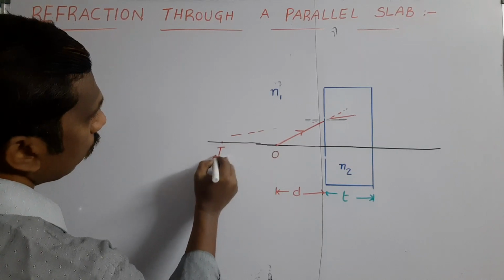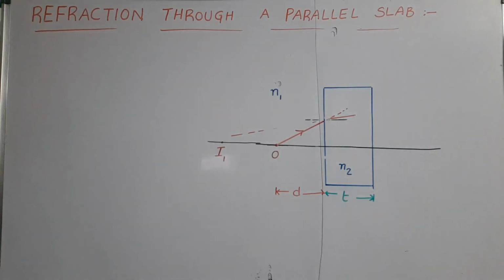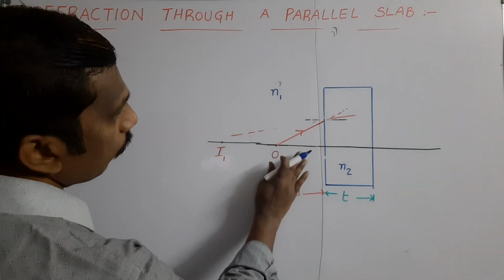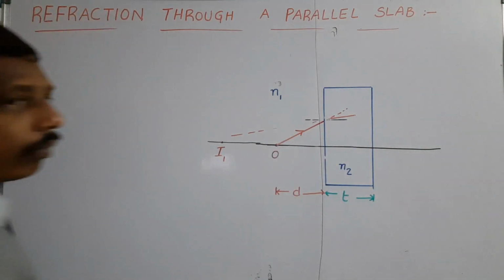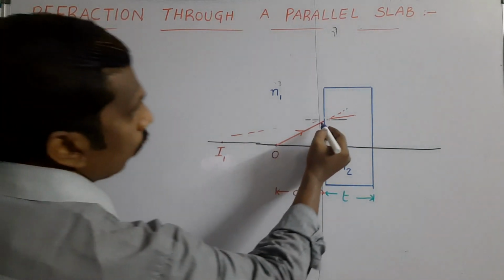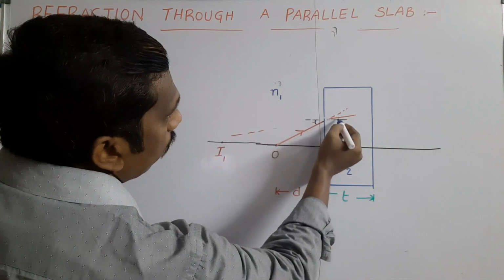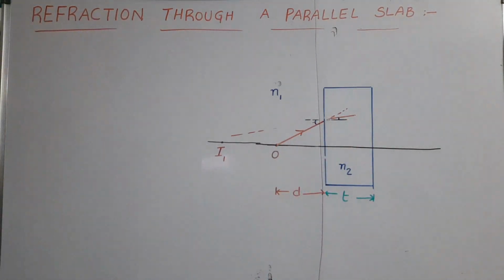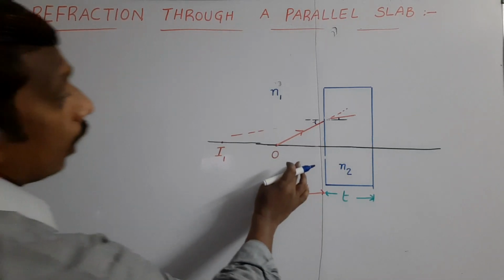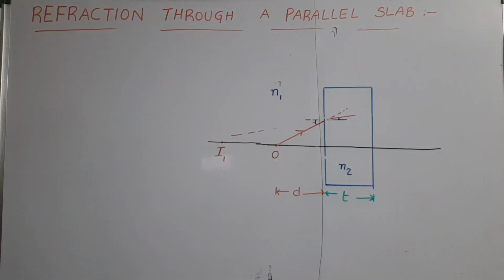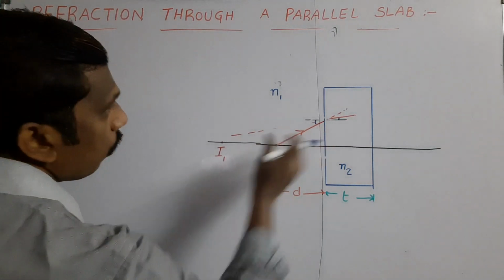This is taken as I1. So what is the I1 distance? How to calculate it? Understood now. A light ray travels from one medium to another medium and it bends. This is the angle of incidence. This is the angle of refraction. It bends toward the normal because it travels from the rarer medium to the denser medium.